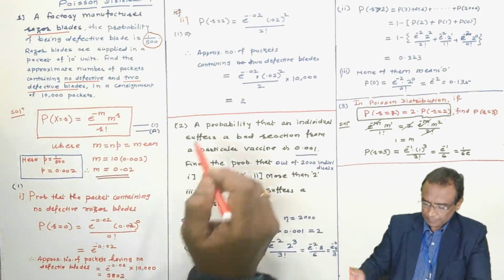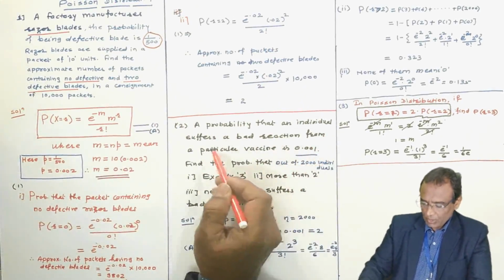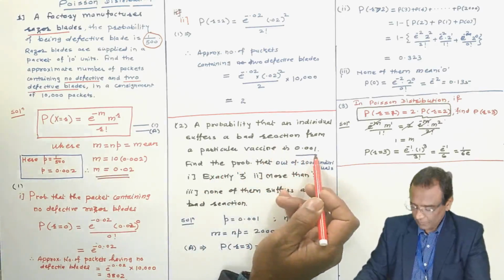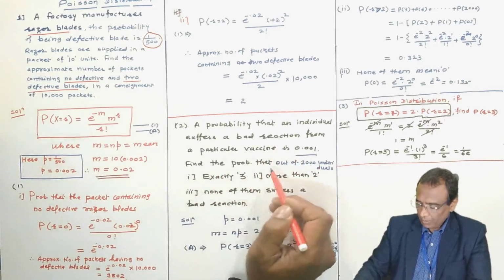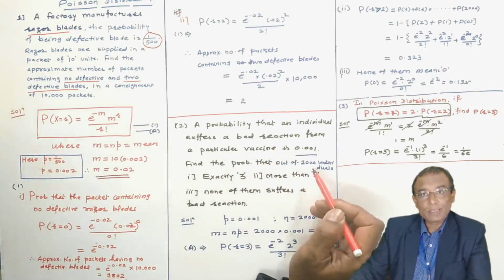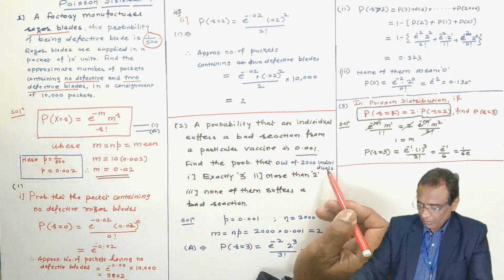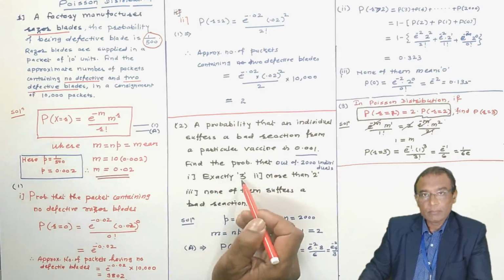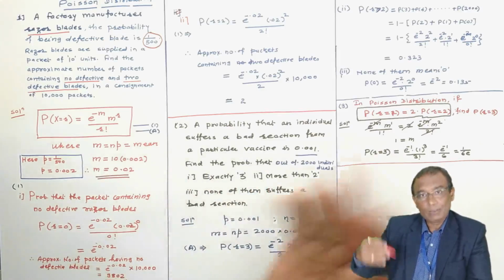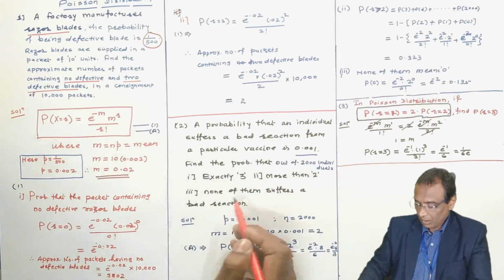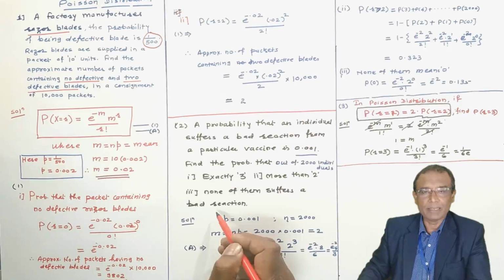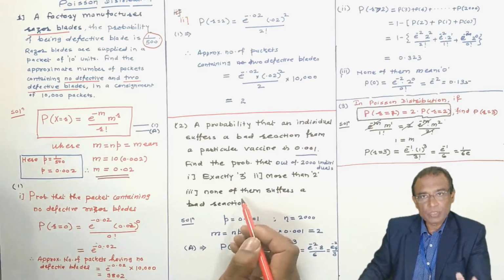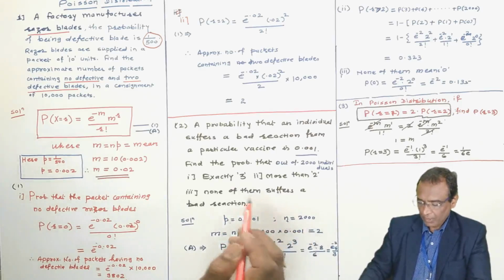Same problem again. A probability that an individual suffers a bad reaction from a particular vaccine is 0.01. Find the probability that out of 2000 individuals, there are 3 questions now: first, exactly 3. Second question, more than 2. Third, none of them suffer the bad reaction. None of them means 0 individuals suffer a bad reaction.